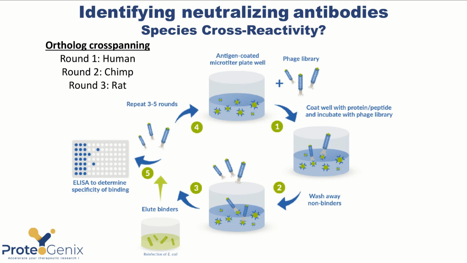For such cases, we can propose a specific co- or cross-panning strategy to specifically select for binders against epitopes which are common to each of the orthologs, with the cross-reactivity of the binding, of course, being validated via ELISA using the phages, allowing us to validate that we have an antibody which can be used at all stages of the preclinical and clinical trial process.